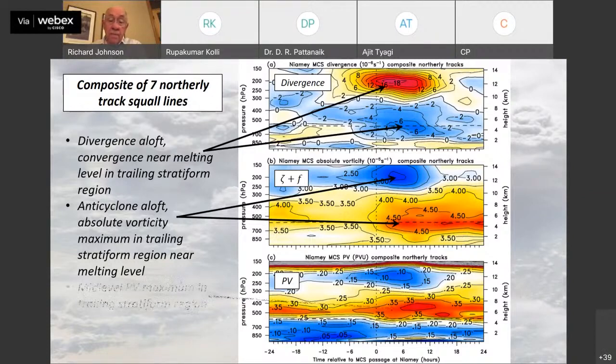Next. The absolute vorticity field: there's an anticyclone aloft and cyclonic absolute vorticity near the melting level. And next, this is the PV, this is a total PV field. You can see between 400 and 500 hectopascals ahead of the convective line, there's high PV, and this is associated with that tongue of PV that extends southward from the Sahara region. But you can see it gets amplified and deepened following the squall line passage. So there's something going on with this squall line that amplifies the potential vorticity field in the mid-troposphere. Next.